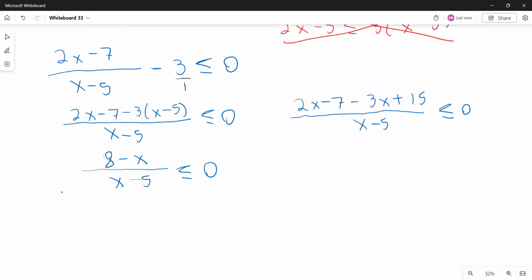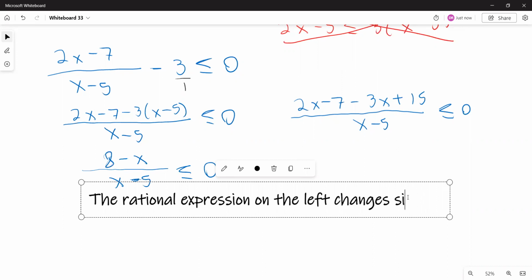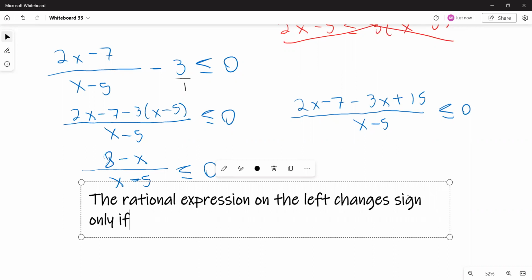And the rational expression changes sign if it becomes 0 first, or if it is undefined. So the rational expression on the left changes sign only if x is 8 or x is 5.